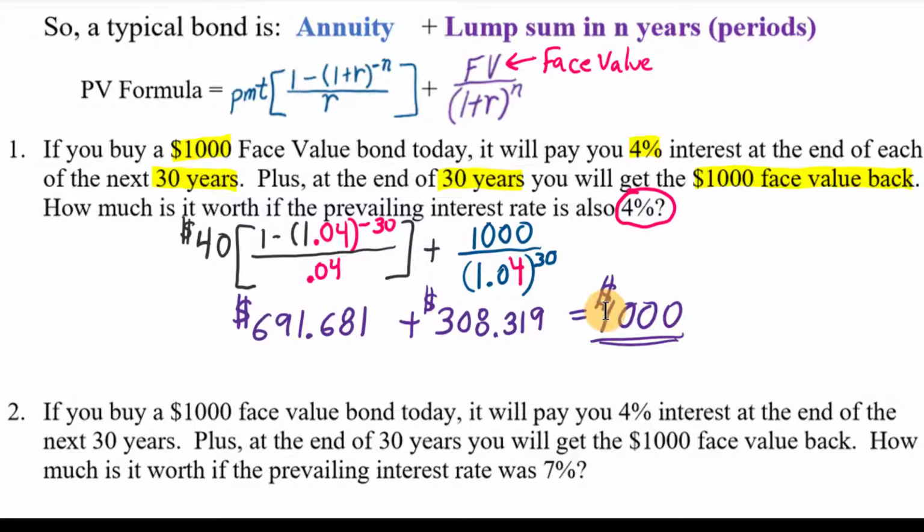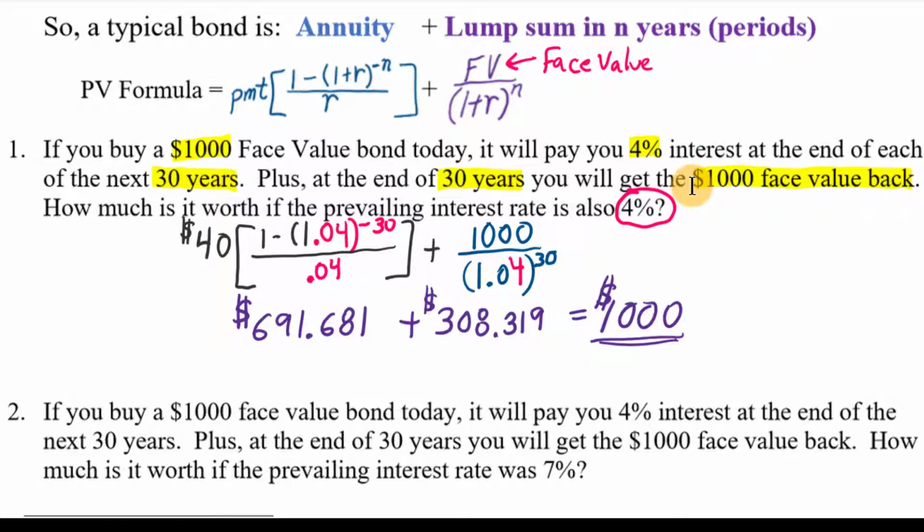The reason why the present value of the bond is equal to the face value is because the interest rate this bond is paying us and the alternative interest rate we could get somewhere else are identical. In that case, the present value of the bond will be equal to the face value. But again, that's going to be kind of a rare occurrence. Sometimes they're close, but they're very rarely exactly equal.